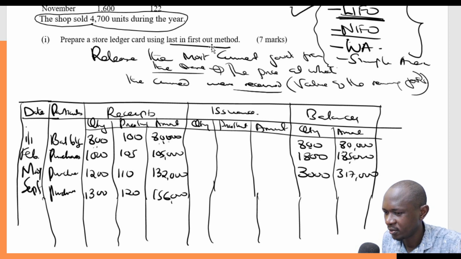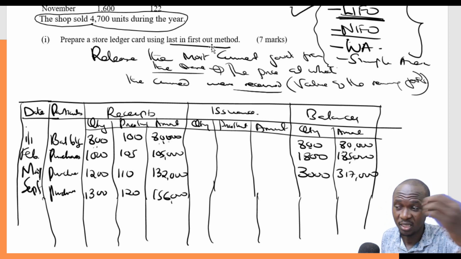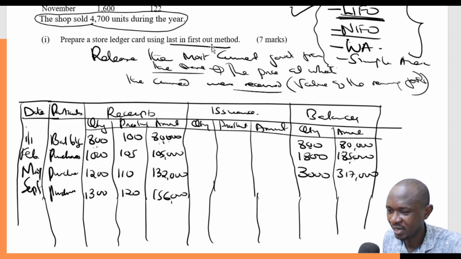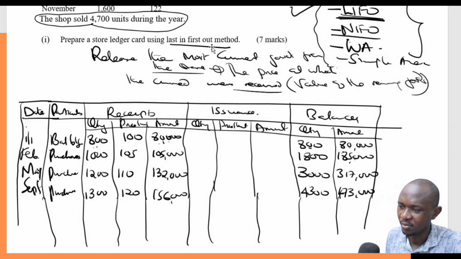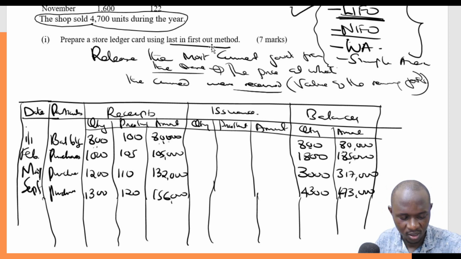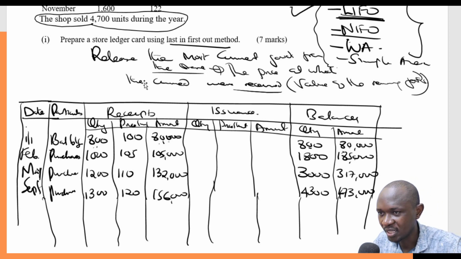So then, initially we had 3,000 units in the store. We've added 1,300. So how many units do you have? 4,300. They were valued at 317,000 initially. The new goods that we've just brought in, 156,000. So 317,000 plus 156,000, that is 473,000. That is the value of the goods as at that particular point in time.